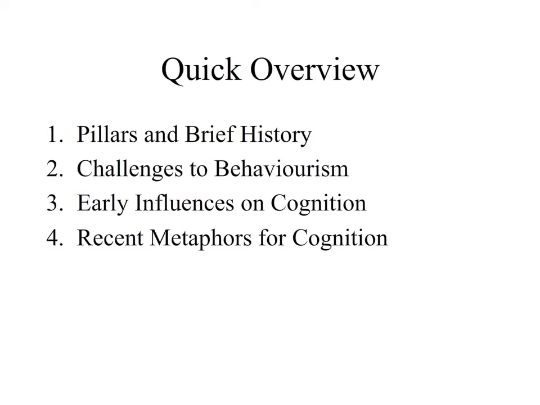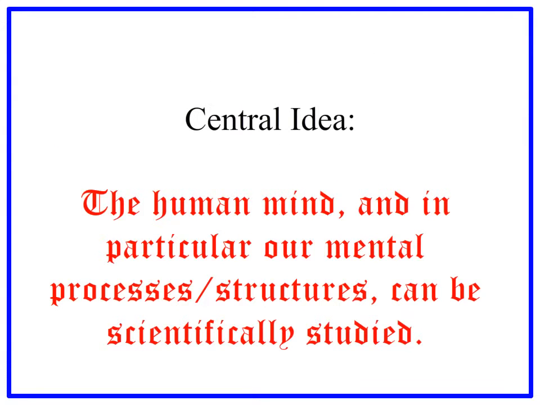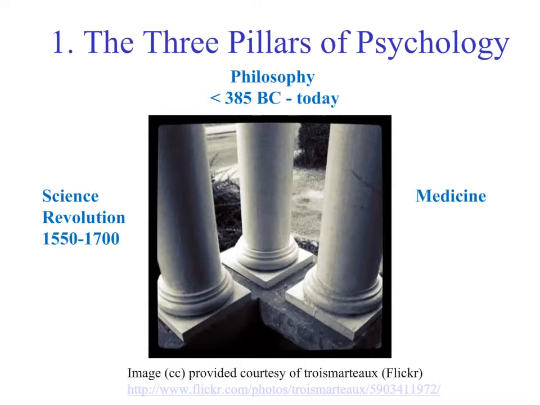Here's a quick overview of where we're going in this module. We're going to be looking at the pillars of psychology and a brief history as they relate to the development of cognitive psychology. We'll look at challenges to behaviorism, the early influences on cognition, and some recent metaphors that have helped shape our thinking with respect to cognitive psychology. As a reminder, the central idea in the first module is that the human mind, and in particular our mental processes and structures, can be scientifically studied. So let's begin with the 3 pillars of psychology.